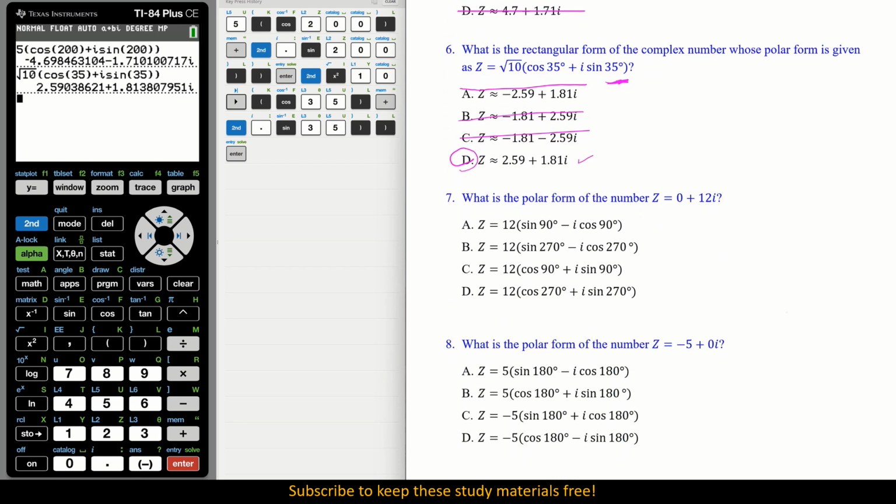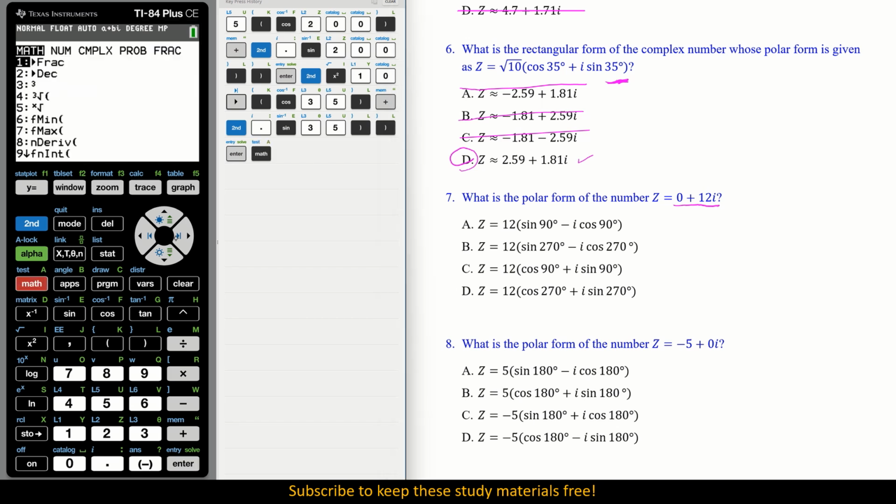You got 7 and 8. What is the polar form of the number z equals 0 plus 12i? Okay. All right, let's think about this. If we want to get our R and we put that in the absolute value, I'm going to tell you right now it's going to pop out 12. But let's go ahead and do it and let's see what happens.